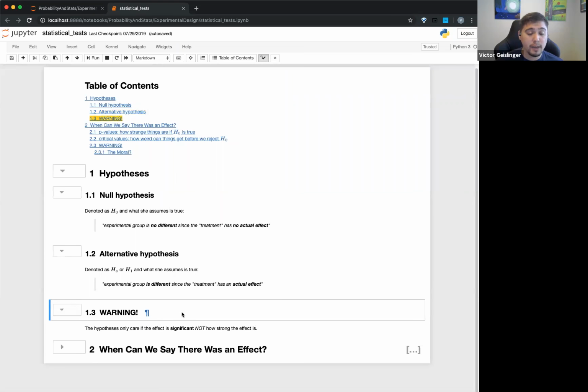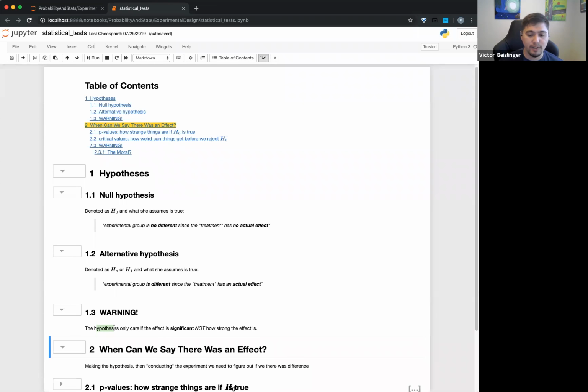But a quick warning is that once we're doing these kinds of tests, if we reject or fail to reject the null hypothesis, it does not say how strong of an effect there is. It's just saying that it was significant, meaning statistically significant. But the opposite is, even though it's statistically significant, doesn't mean it's practically significant. Okay, so a good example of this, we'll talk about this for effect size.